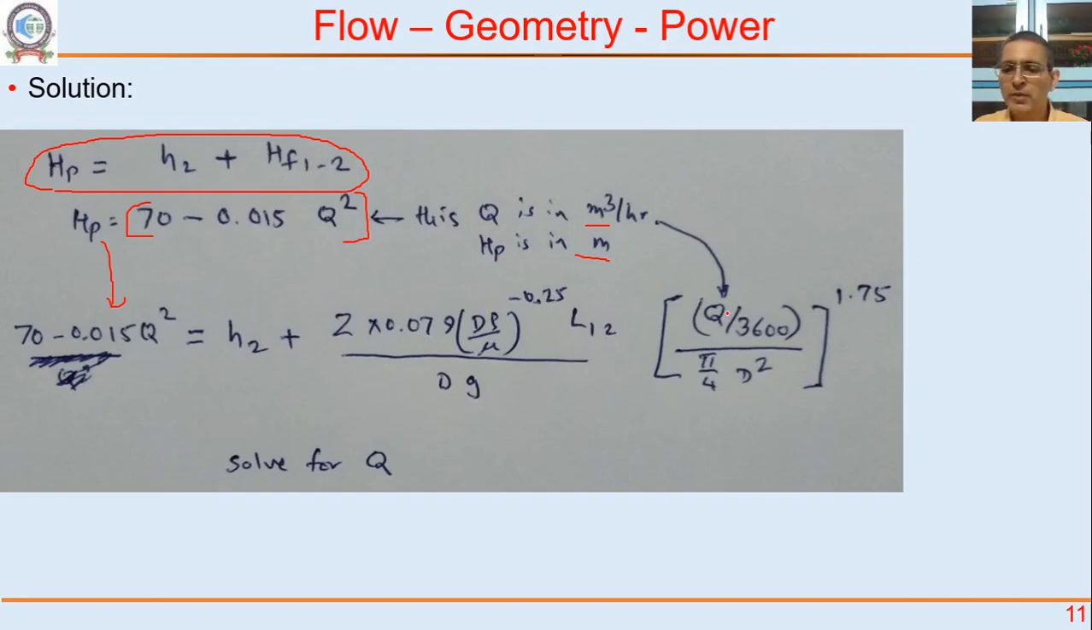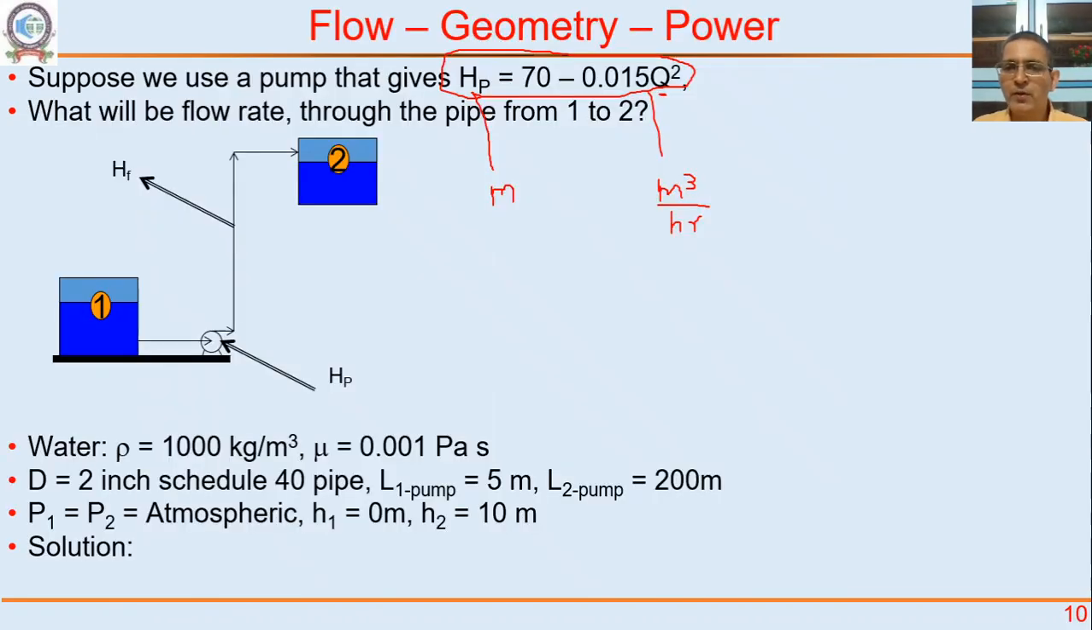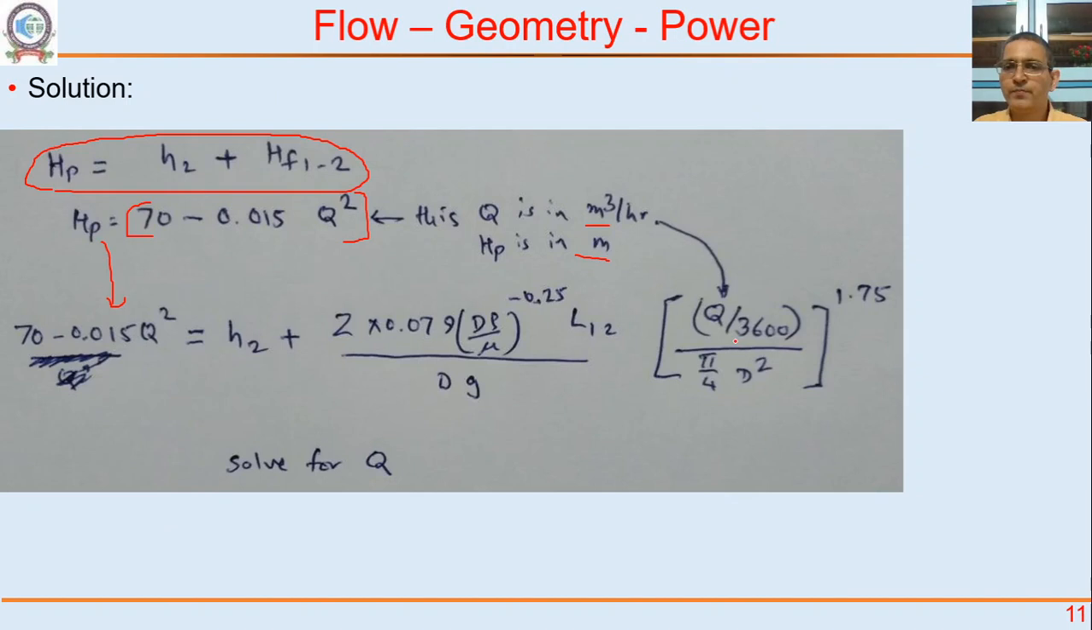See here Q was in meter cube per second. We have taken Q to be in meter cube per second. Now Q is in meter cube per hour. So I will need to divide by 3600 so that I can get it into meter cube per second. Then I will get velocity divided by pi by 4 d square, velocity in meter per second, and then the head loss due to friction HF will be in meters. This whole thing will be in meters now.